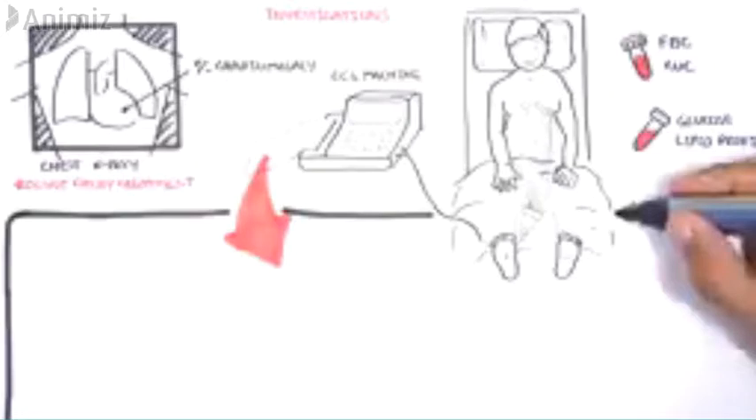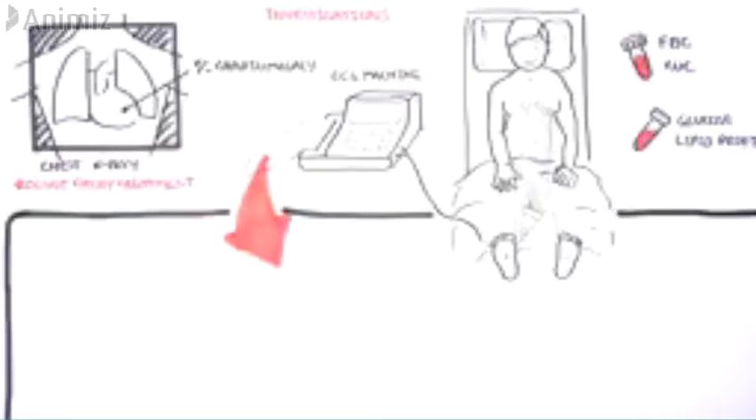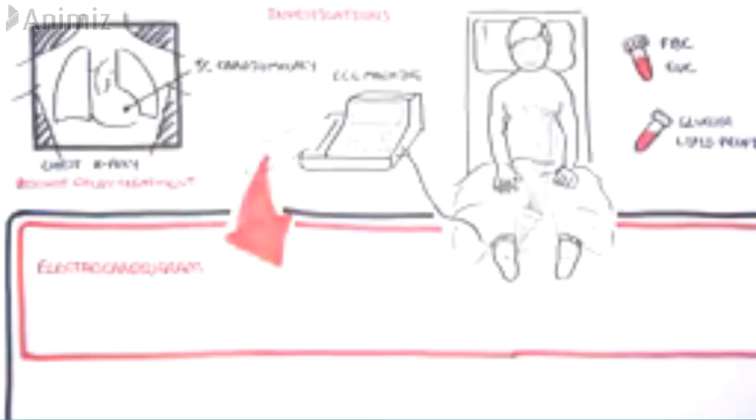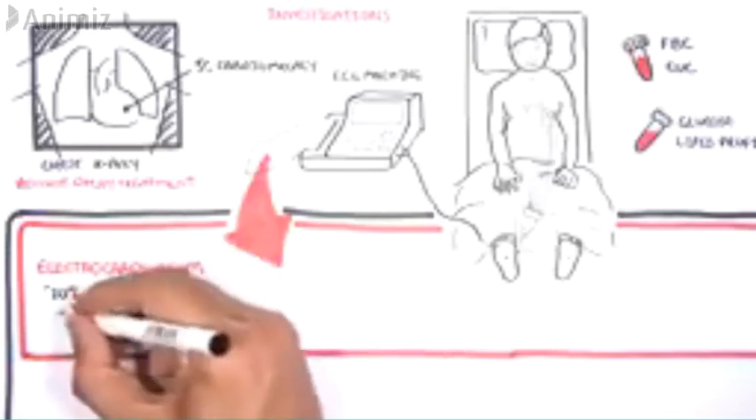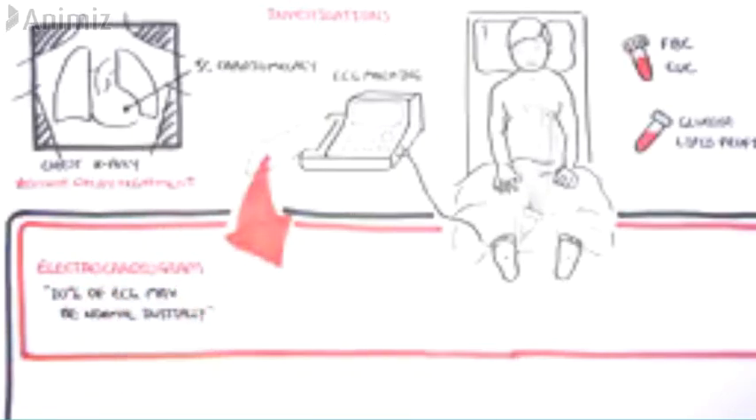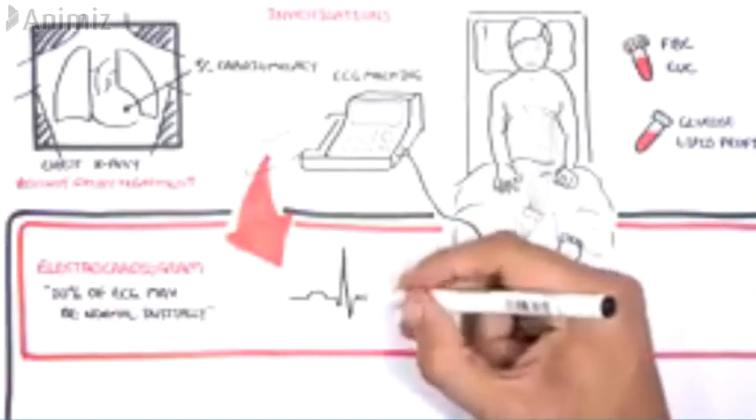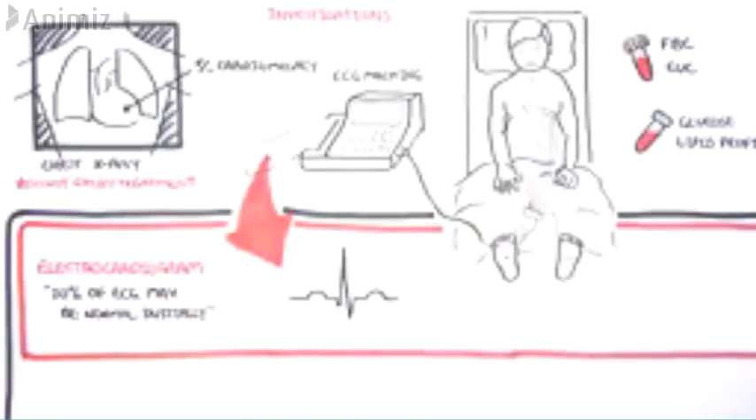Now look at the ECG changes in acute coronary syndrome, beginning with unstable angina. The ECG, also known as the electrocardiogram, is very important to diagnose acute coronary syndrome, specifically STEMIs or non-STEMIs. However, 20% of ECGs may be normal initially. ECG shows 5 main waves, which correlate with parts of the heart while it's contracting and relaxing. These are the P wave, QRS complex, and the T wave.